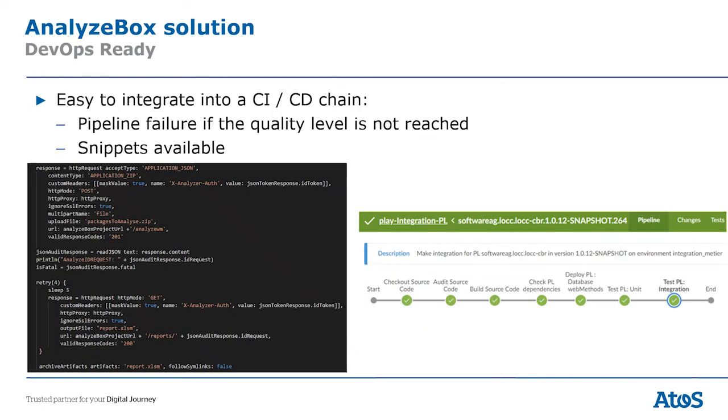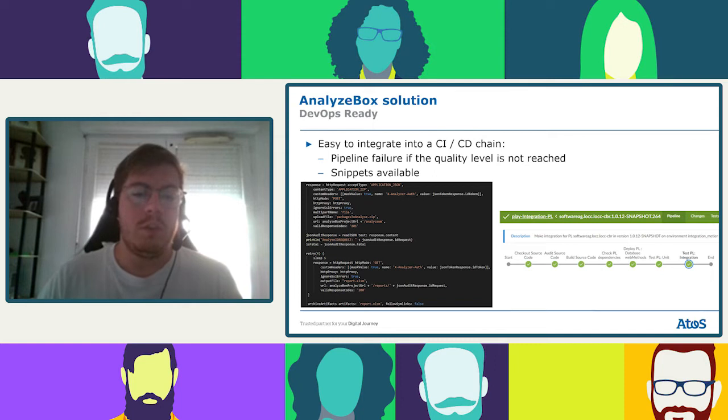So this solution is already DevOps ready. It is really easy to integrate into a CI/CD chain, and we already have it working for some projects. We are working with it using Jenkins and calling the API while sending the packages. And if we are not reaching a good quality for the development of packages, the pipeline will fail and the integration will fail as well. You can see the snippet for the call in the picture.